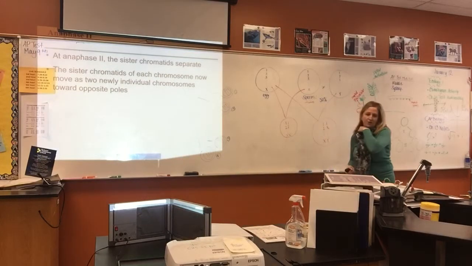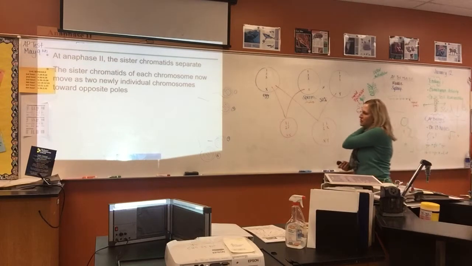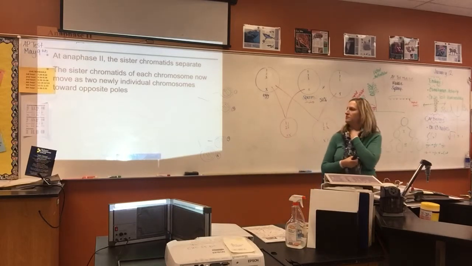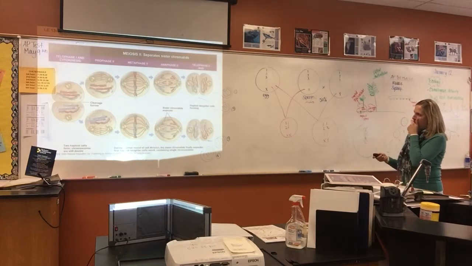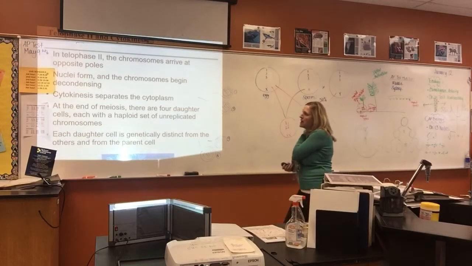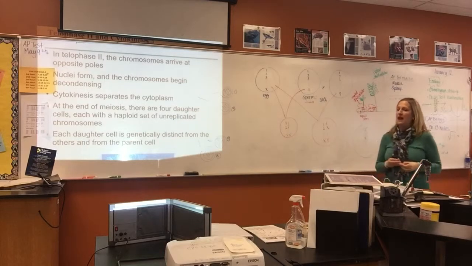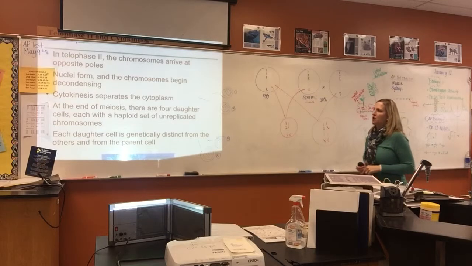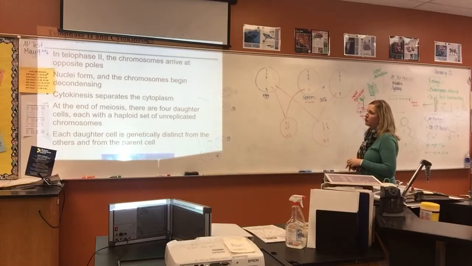So in anaphase, the sister chromatids separate. The sister chromatids of each chromosome now move as 2 newly individual chromosomes towards opposite poles. And so that's what we see here. And then eventually we get to telophase 2 and cytokinesis. In telophase 2, the chromosomes arrive at opposite poles. The nuclei form again, and the chromosomes begin decondensing. So they become unraveled again, forming chromatin.